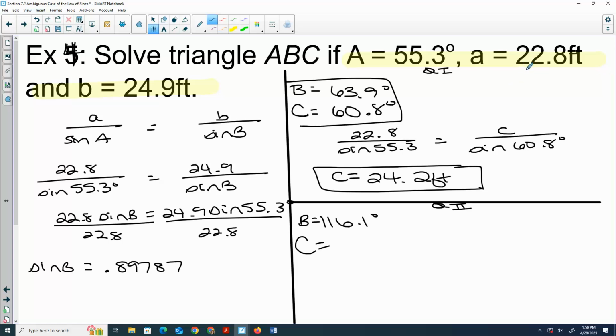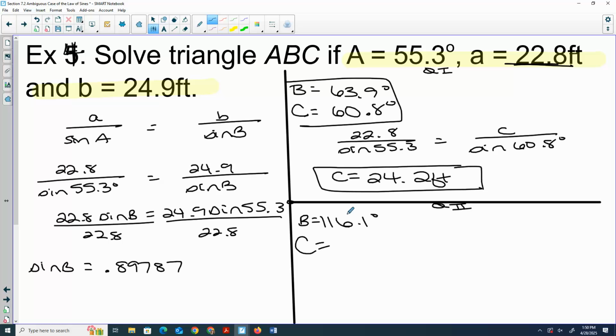Just a quick check when I'm looking at this. Side A is the smallest, so angle A should be my smallest. Out of these three sides, B was the biggest, so angle B should be the biggest, so that all looks good. Then we need to look at the possibility of that second triangle.